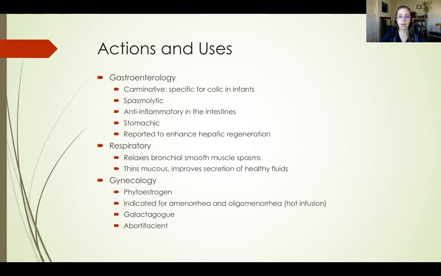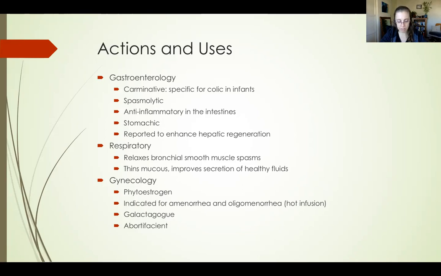It's indicated for amenorrhea and oligomenorrhea, specifically as a hot infusion. It's also a galactagogue and an abortifacient. So important to note for abortifacient, we don't want to use it during pregnancy. And galactagogue means it's going to stimulate milk supply.